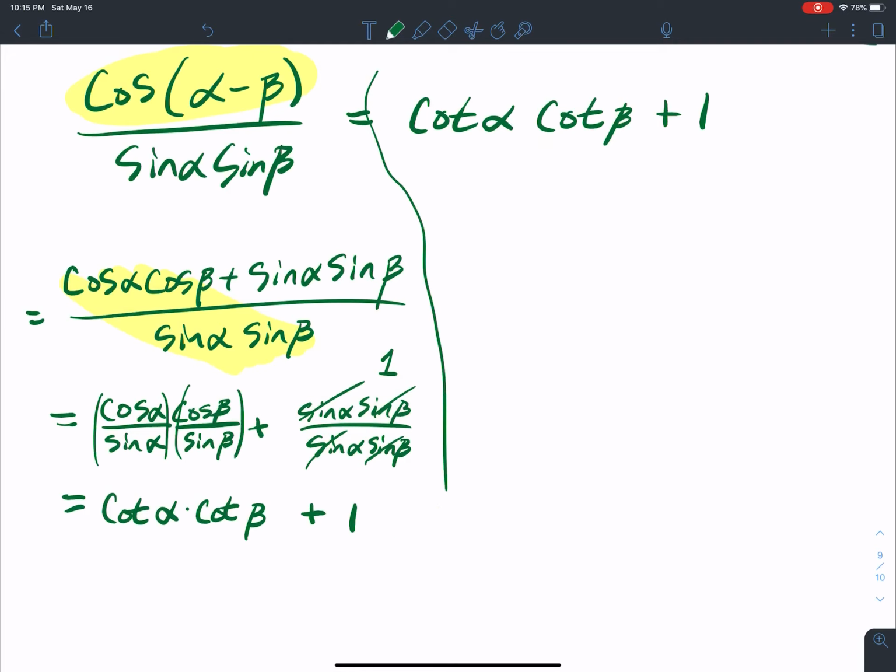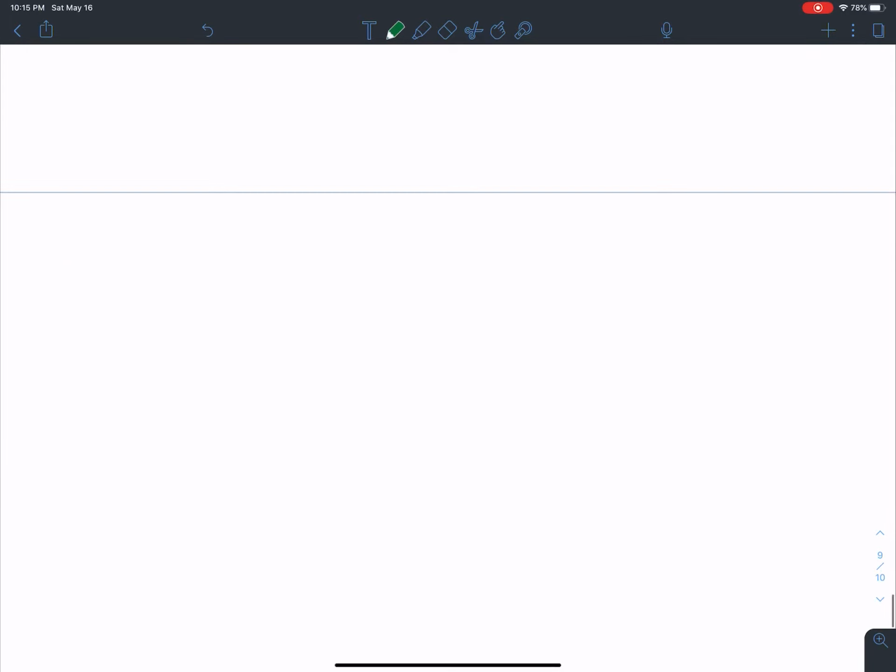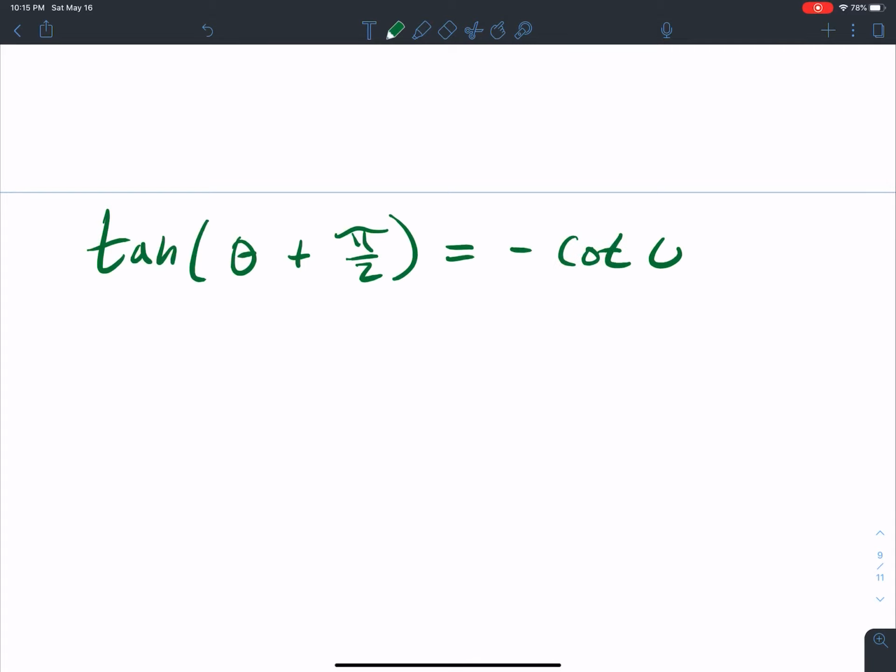All right. Let's see, how many do we have? Yeah, let's do one more of these. So one more identity: tangent of theta plus pi over 2 equals negative cotangent theta. Okay?